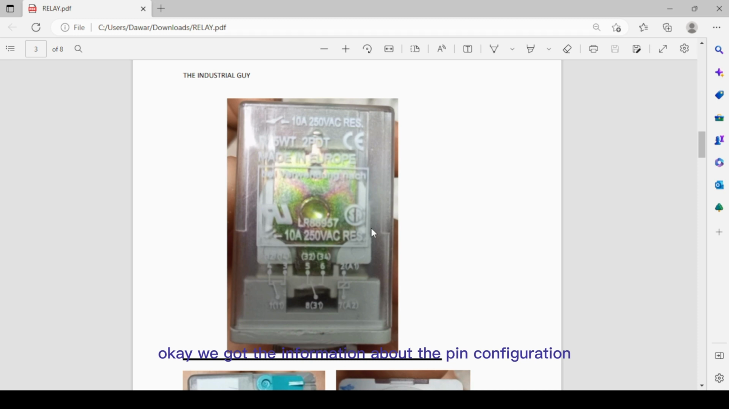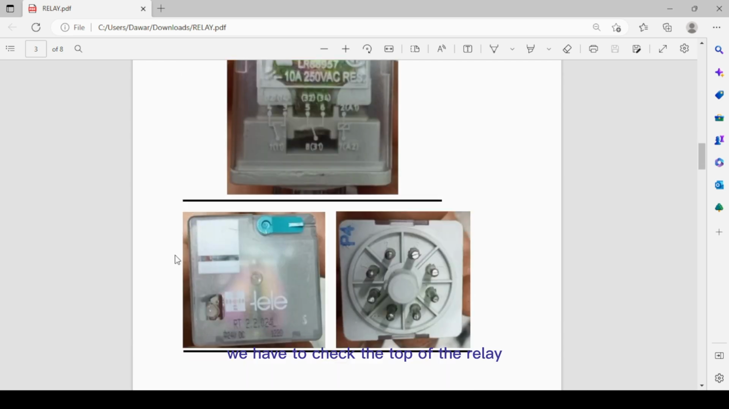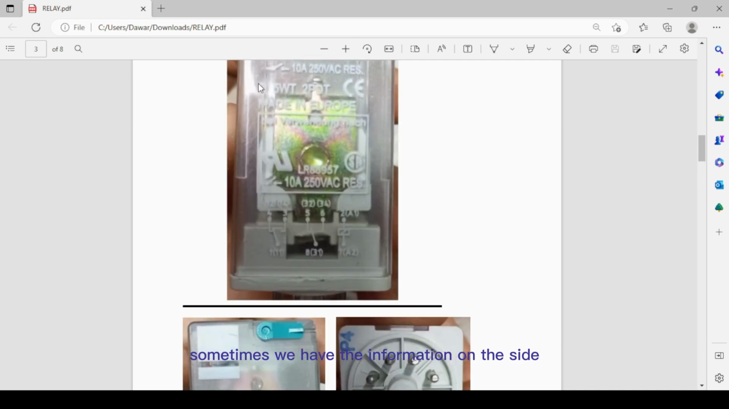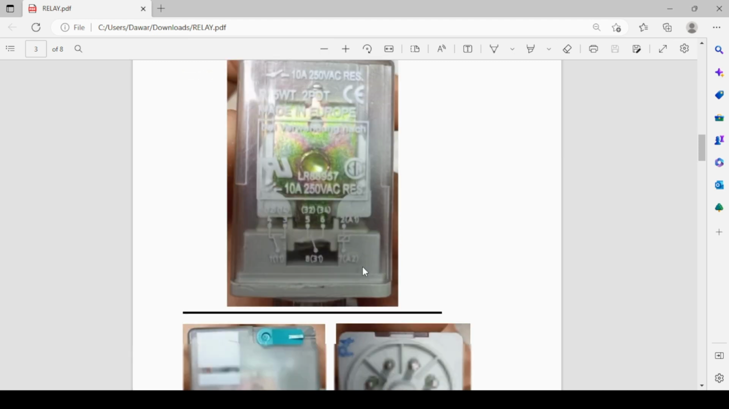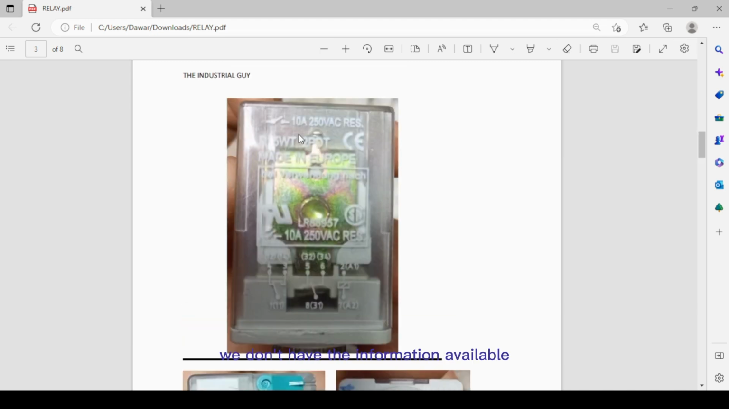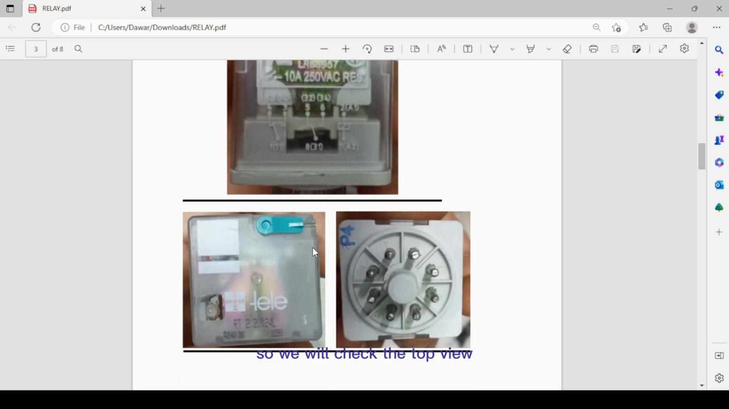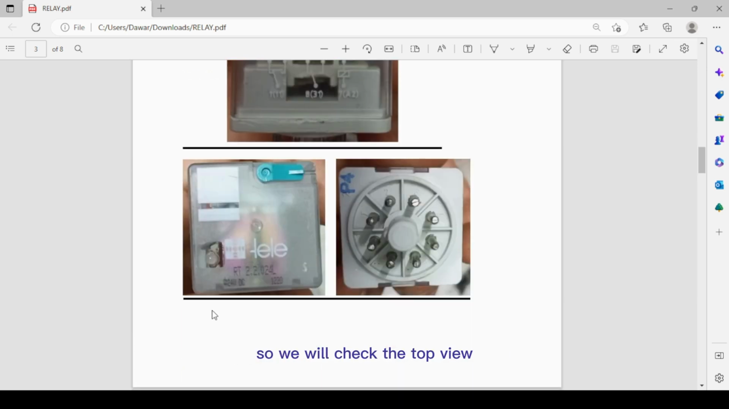Okay, we got the information about the pin configuration, but still the coil information is not clear, like is this a 24 volt coil, is this a 220 volt AC coil. For that information we have to check the top of the relay. Sometimes we have the information on the side, same as in the diagram view, but here in this relay we don't have the information available. So we will check the top view.